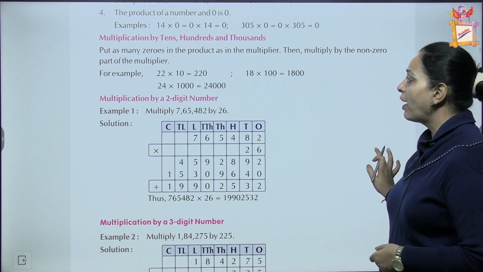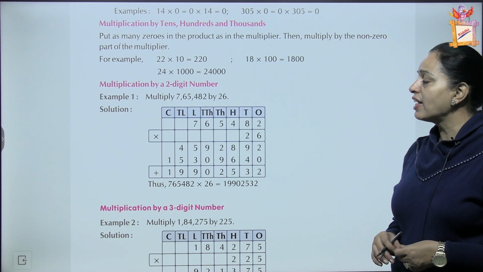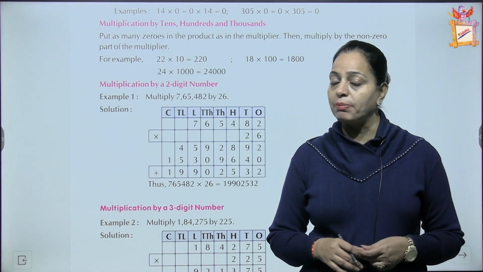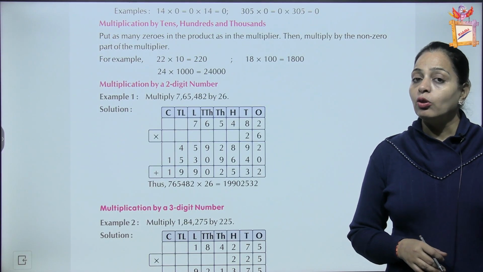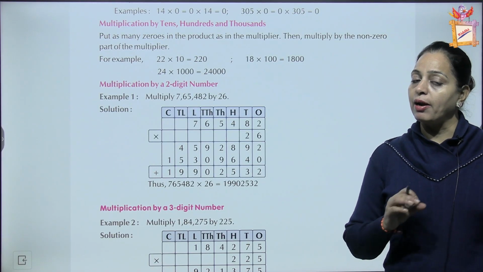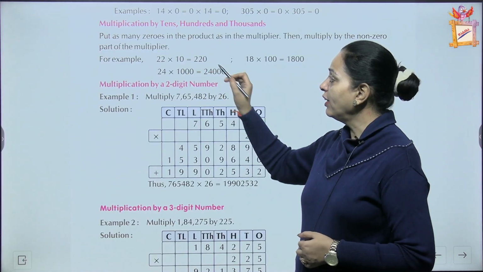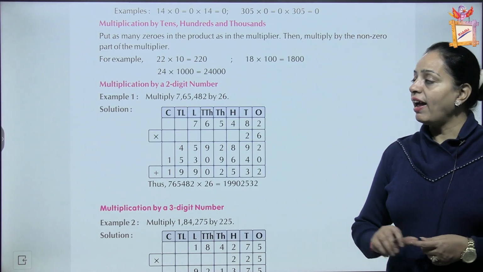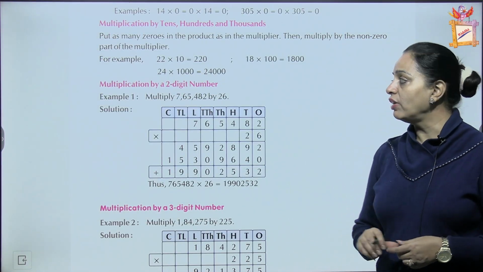Now multiplication by tens, hundreds and thousands. Put as many zeros in the product as in the multiplier, then multiply by the non-zero part of the multiplier. For example, 22 multiplied by 10. So we are multiplying by 10, 10 has one 0, so we will put one 0 in the answer on the right side. Okay, right side. So 22 into 10, this is 220. 18 into 100, so 18 and 0 0. 24 into 1000, 24 and 3 0.